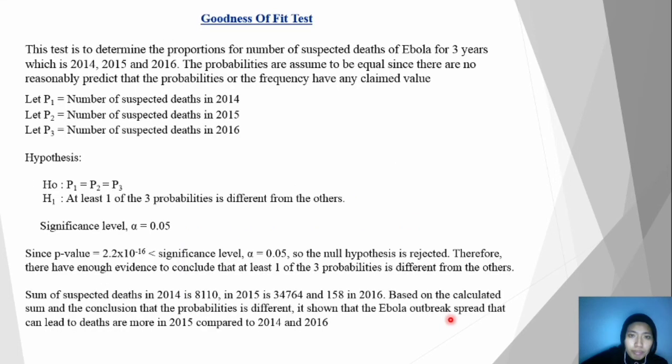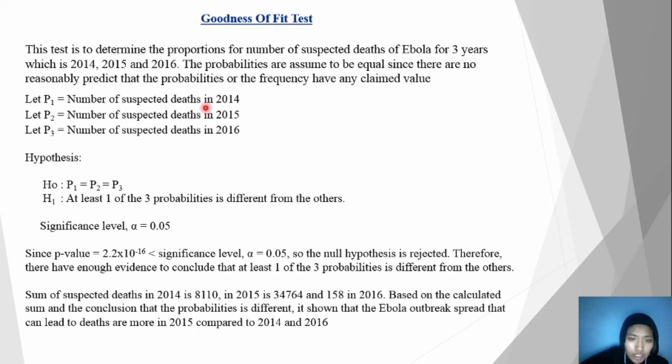The next test is the goodness of fit test. This test is to determine the proportion for the number of suspected deaths for 3 years. The probabilities are assumed to be equal, since there is no reason to predict that the probability or the frequency has any claim value. So the null hypothesis is P1 equal to P2 equal to P3, where P indicates the number of suspected deaths for each year, and the alternative hypothesis is that at least one of the three probabilities is different from the others.